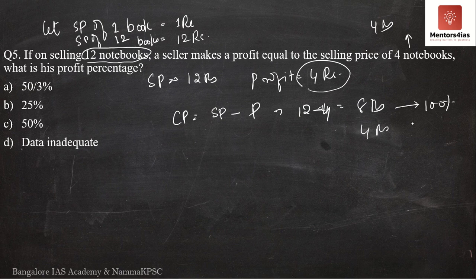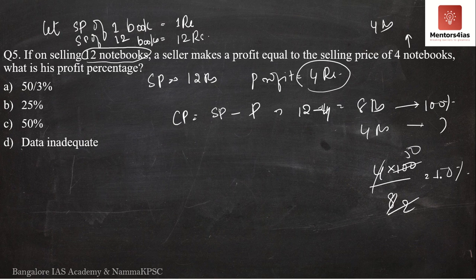Then what is 4 rupees? That is the profit. So what do we do? 4 into 100 divided by 8. 4 to the 8, 50. Therefore, the profit percent is 50%. Either here you can take the selling price or directly the profit itself.